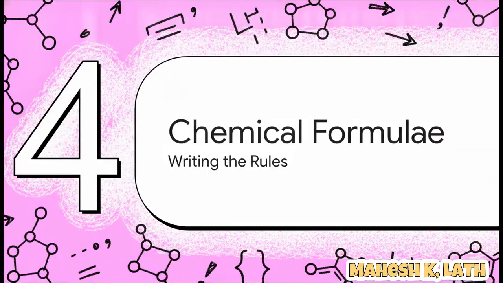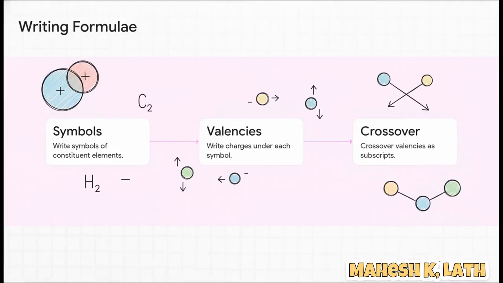Next up, Section 4, writing chemical formulae. Now, writing these chemical formulas out might look a little intimidating at first glance, but it's really just a simple decoding puzzle with 3 easy steps. First, write down the letter symbols for the elements. Second, jot down their valency, which is basically their bonding capacity or charge. And third, just crisscross those numbers to the bottom of the opposite element.